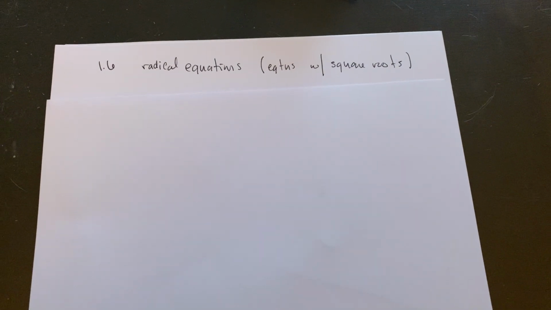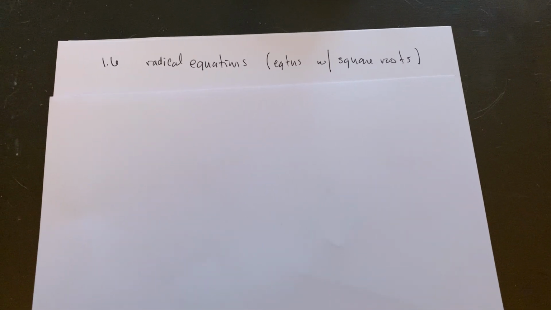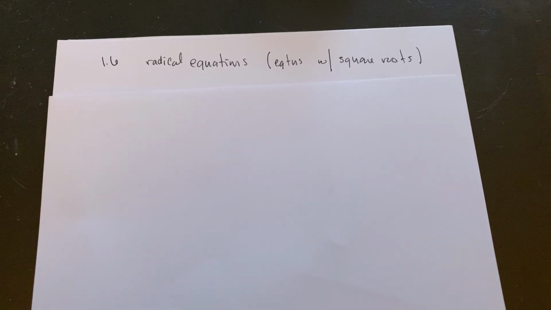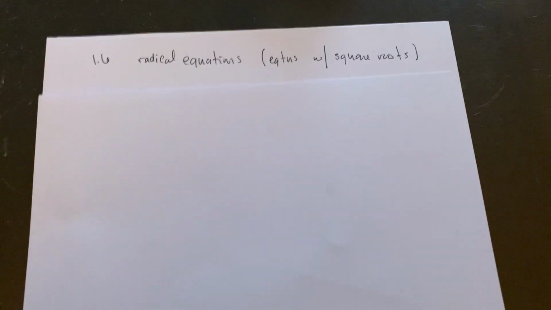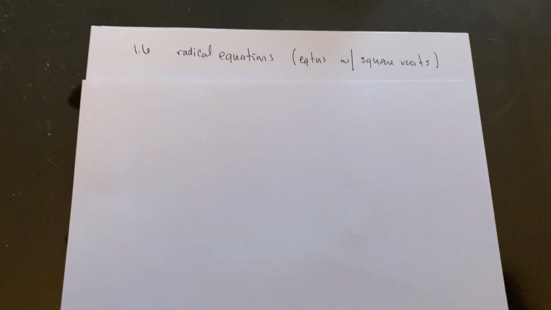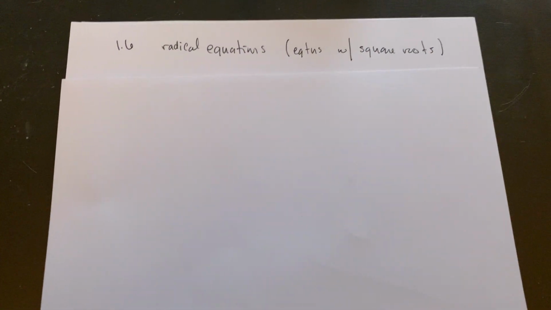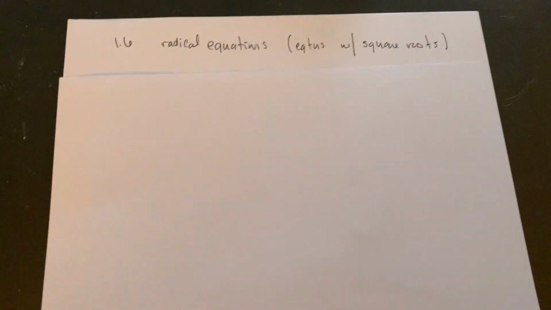All right. Moving on in section 1.6, the next other type of equation is what we call radical equations. These are, of course, not to be confused with awesome or tubular equations. These are just radical equations. And by radical equations, what we really mean are just equations with square roots, aka radicals.